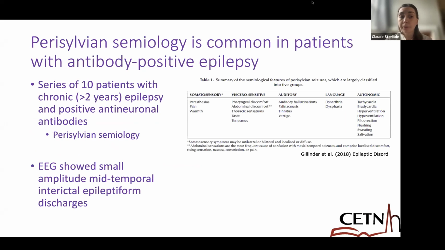So there was a nice series from Australia that talked about semiological features of perisylvian seizures, which they found in essentially all of their patients who had antineuronal antibodies in chronic epilepsy. And so these patients had sort of these multimodal auras with oral somatosensory experiences, some viscerosensitive experiences, auditory hallucinations, language disturbance, autonomic activation, and were found to be autoimmune. So that's always a red flag. And then also the autoimmune and the autonomic semiology that I talked about before.